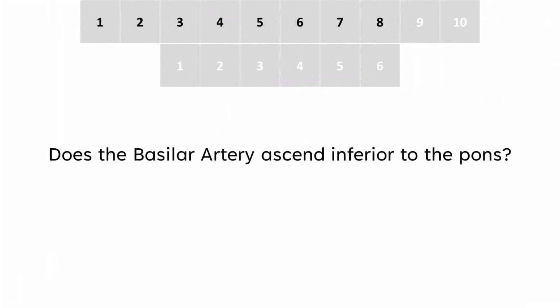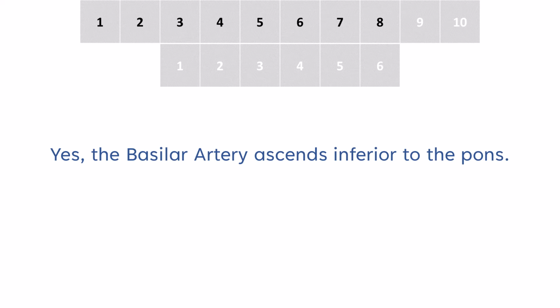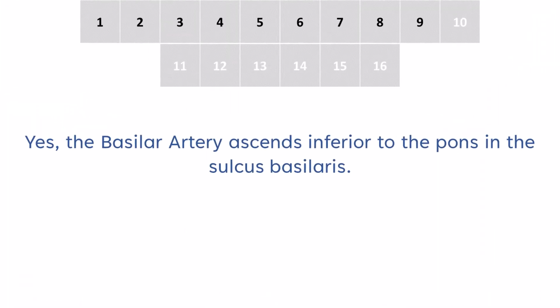Does the basilar artery ascend inferior to the pons? Yes, the basilar artery ascends inferior to the pons. Does the basilar artery ascend inferior to the pons in the sulcus basilaris? Yes, the basilar artery ascends inferior to the pons in the sulcus basilaris.